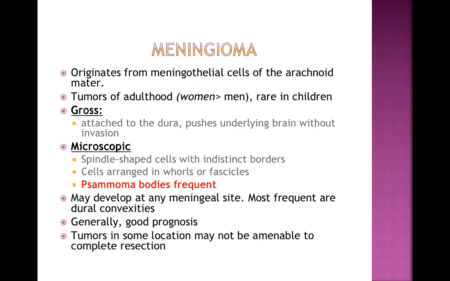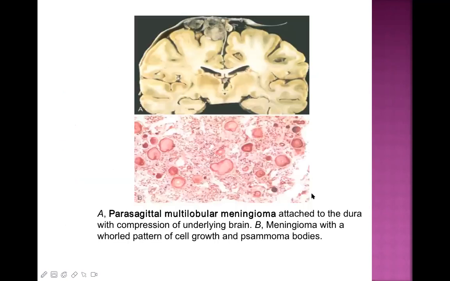Now, meningioma may develop at any meningeal site. Wherever the meninges are present, these tumors can occur, and they are most frequent on the dural convexity. Because it is a benign tumor, they have a good prognosis, and if they are in a difficult area, it is difficult to completely resect them. But nevertheless, because of the advancement in neurosurgery, they can be well treated.